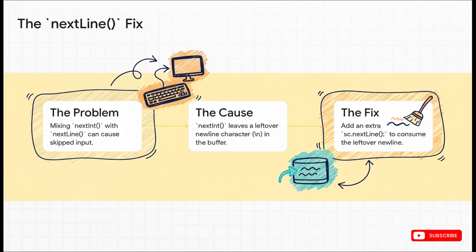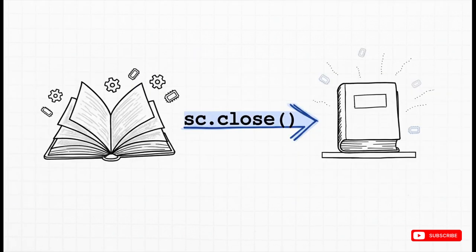The fix? It's so simple it's almost silly. You just add an extra sc.nextLine right after the nextInt. Its only job is to swoop in and consume that leftover enter key. That's it. Problem solved.